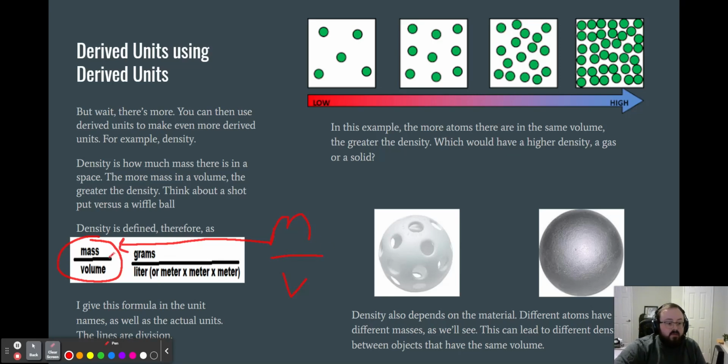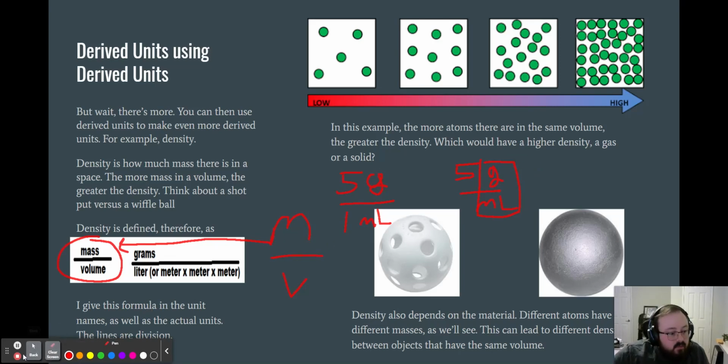So this is the two types of units. This line here is a division sign. So this is saying you would divide the mass over the volume, right? So if you had 5 grams over 1, let's say, milliliter, your density would be 5 grams per milliliter. And this is going to be our unit right here. We would say grams per milliliter.